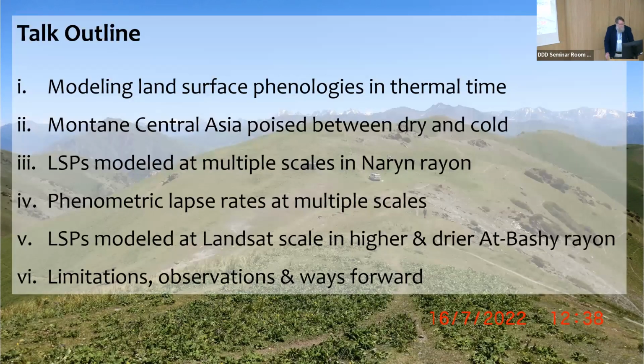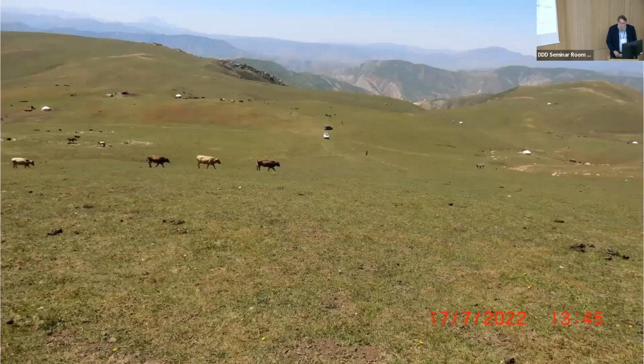The outline of the talk: modeling land surface phenologies in thermal time as opposed to calendar time. I'm going to look at the location of montane Central Asia, poised between deserts, the dry, and the higher elevations of cold. We're going to zoom into Naryn Rayon, where we're going to model land surface phenologies at multiple scales. We're also going to look at phenometric lapse rates at multiple scales. And then we're going to move to a drier and higher elevation area in Atbashi Rayon to look just at Landsat scale LSPs, and then we'll conclude with some limitations, observations, and ways forward.